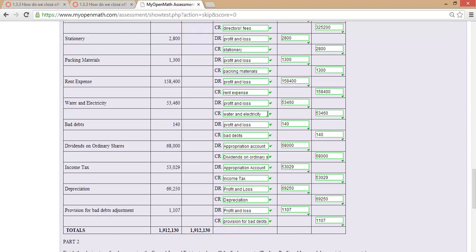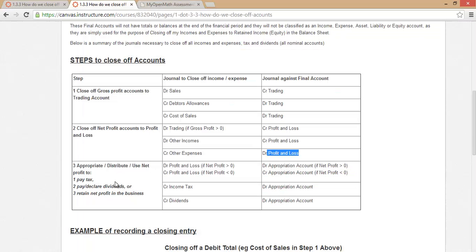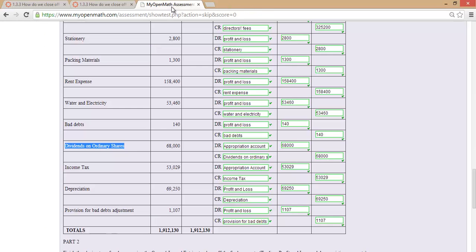The only accounts that we have not yet looked at is my income tax account and my dividends account. Now these two accounts are going to be closed off to the appropriation account. You'll see that we use the appropriation account to close off our income tax, our dividends, as well as to figure out or calculate the amount of the net profit that we're going to retain in the business. So let's close off my dividends and income tax.